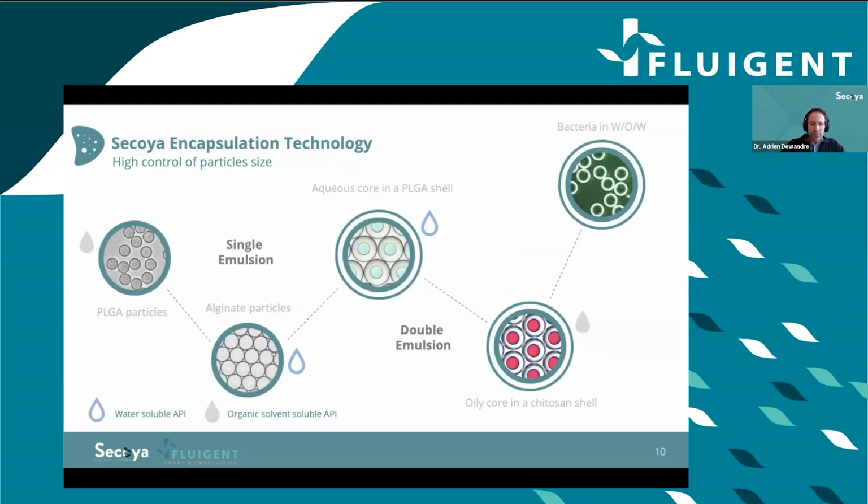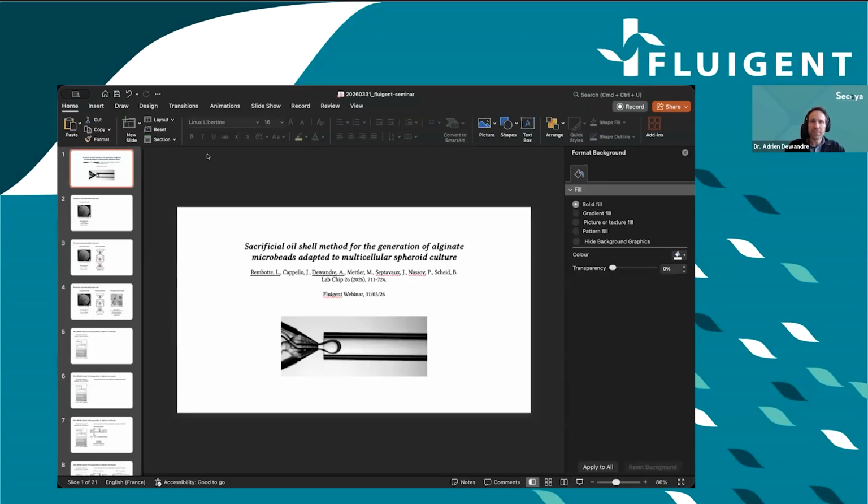To demonstrate the versatility of our system, we developed a series of applications on single and double emulsion using formulations widely used in publication. And now we will focus on the last application we published in Lab on a Chip in collaboration with Université Libre de Bruxelles and Université de Bordeaux on the encapsulation of mammalian cells in alginate microbeads. Léon, the floor is yours. Thank you, Adrien.